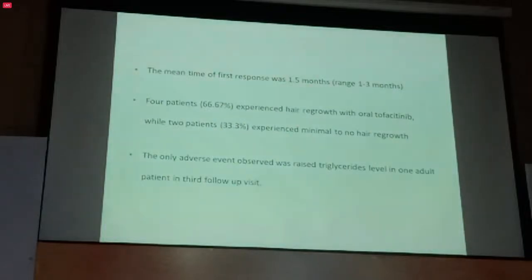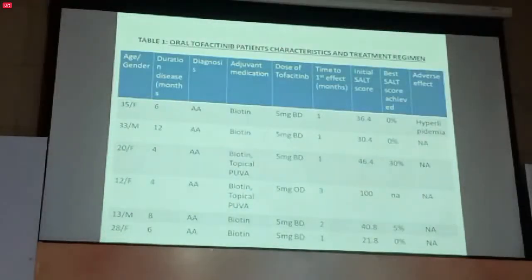The mean time for first response was 1.5 months, and 4 patients experienced good hair regrowth with oral tofacitinib, while 2 patients experienced minimal to no hair growth. The only adverse event observed was raised triglyceride level in 1 adult patient at the 3rd follow-up visit. This is the table summarizing the results.